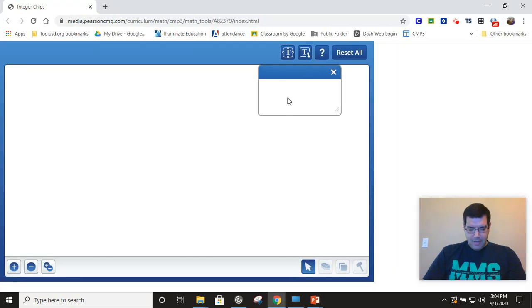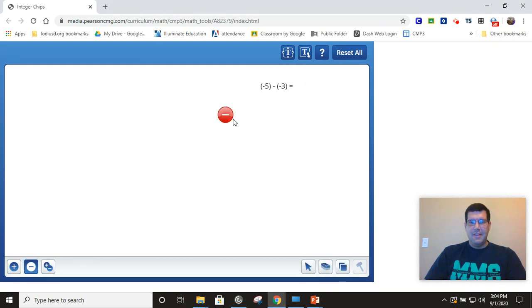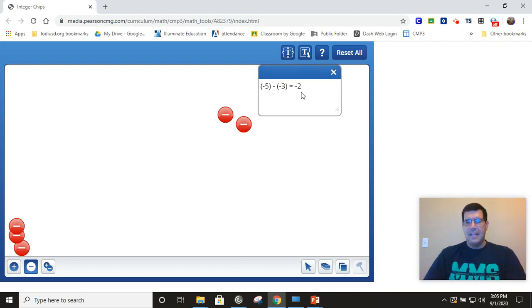Let's try a more difficult problem now. What if it was negative 5 minus negative 3? Well, negative 5 means I'm going to start with 5 negatives. And to subtract means to take away. So I need to take away 3 negative chips. I'm taking away a negative number. That means I need to take away red chips. I put them over somewhere else because they're gone. And what's left here is 2 red chips. 2 red chips means negative 2. So negative 5 minus negative 3 equals negative 2.